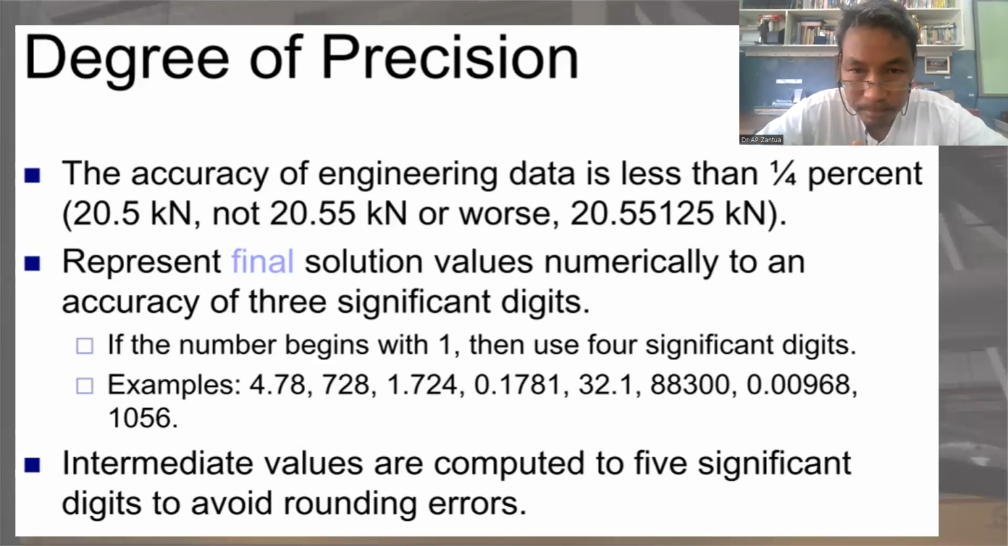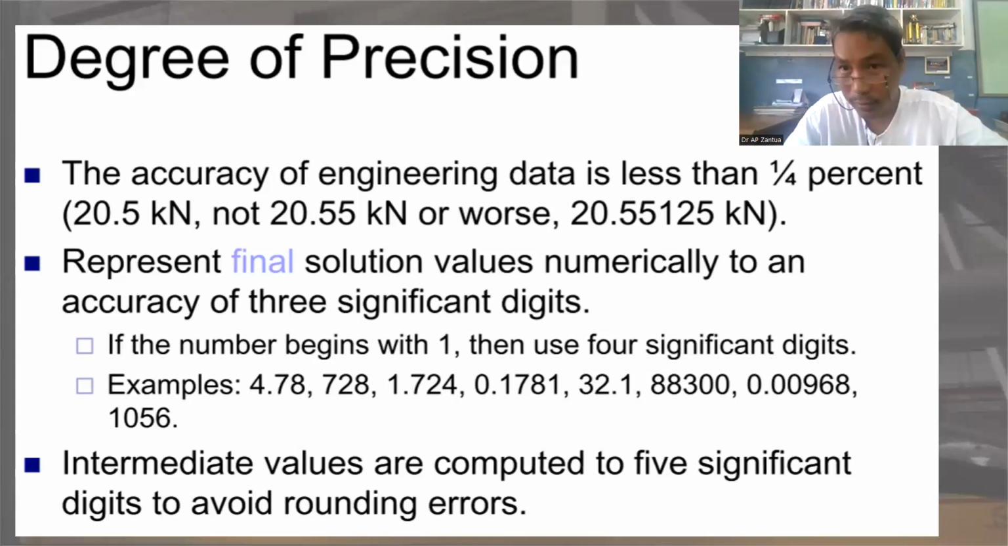Why? Because the accuracy is 1/4%. Okay, so 3 significant digits. 1/100 is 1%. So that is still okay.